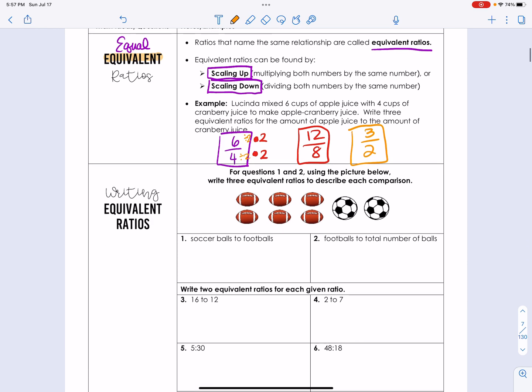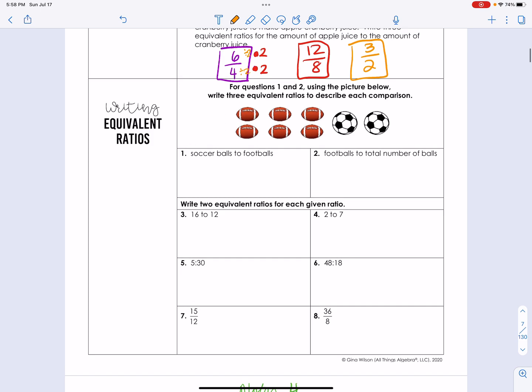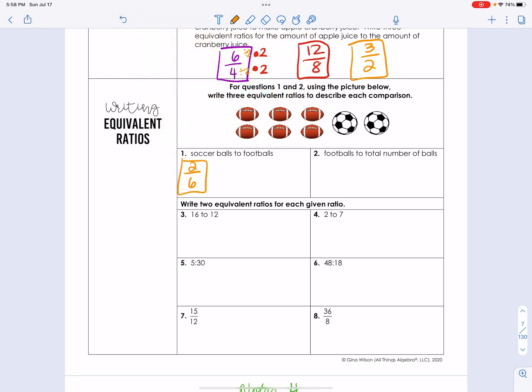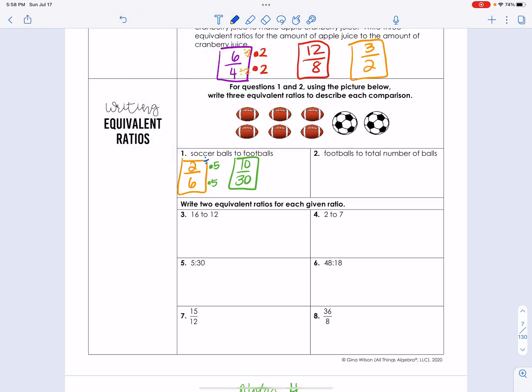So for questions 1 and 2, use the pictures below to make 3 equivalent ratios. So soccer balls, 2 footballs, 1, 2, 3, 4, 5, 6. Okay, so here's one answer. Another answer, I could times them both by 5. That would be 10/30. That's another one. Or I could divide them both by 2, so that would be 1/3. All of those are equivalent ratios.